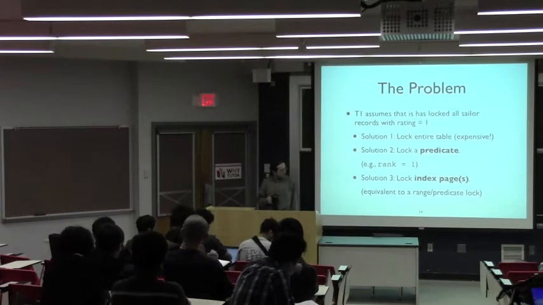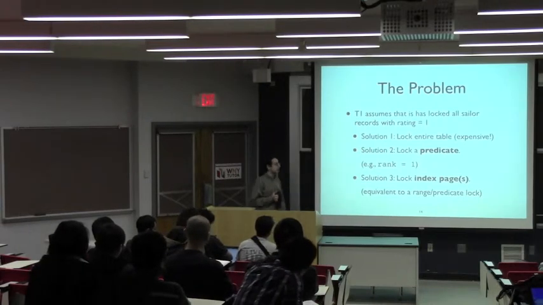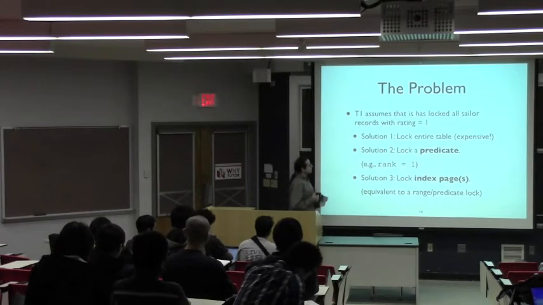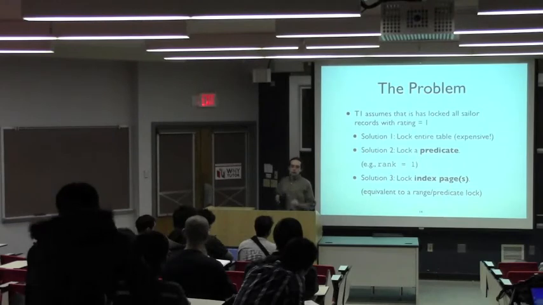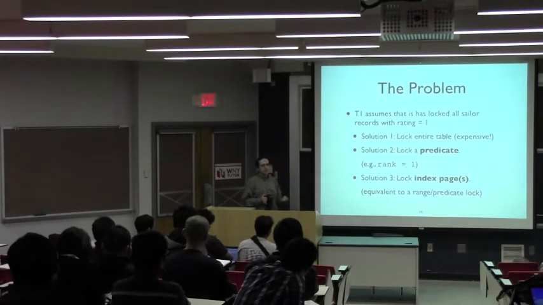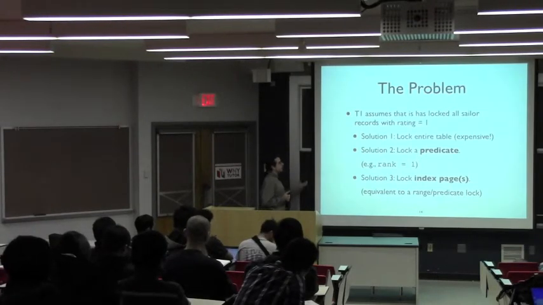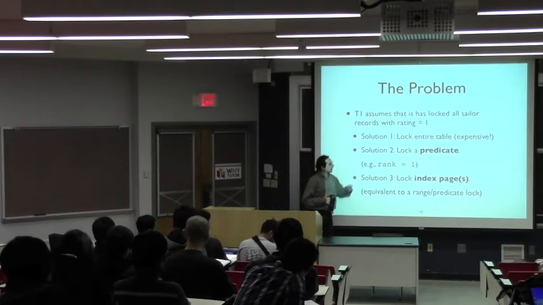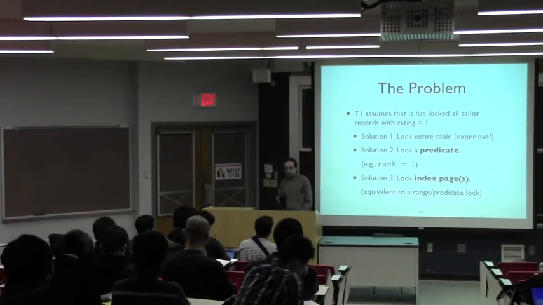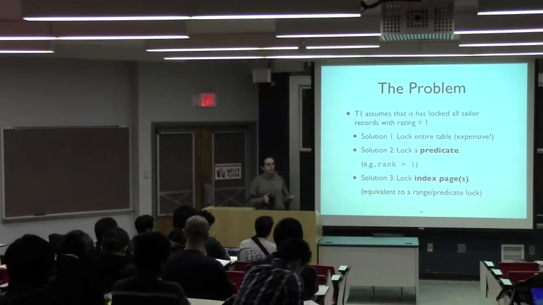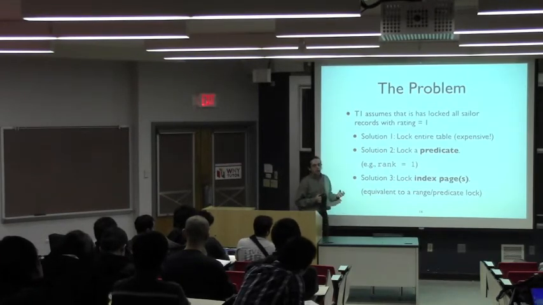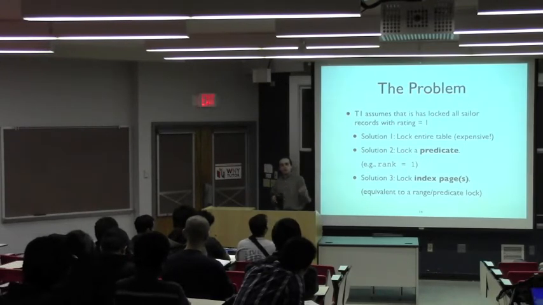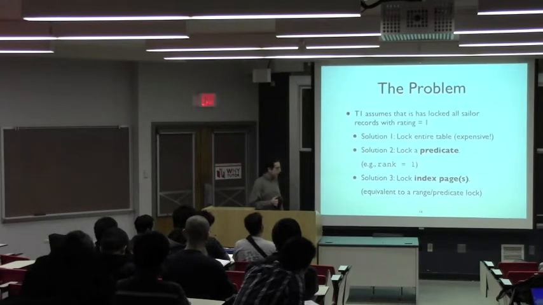So what is potentially more efficient is when you can lock predicates. We can provide a condition that says the only tuples I will be modifying or accessing have some predicate on them, for example, rank equals one. What we can do is tell the database, I would like to lock this predicate. And if another transaction comes along, it's going to need to check to see if any other transaction has locked a predicate that conflicts with it.